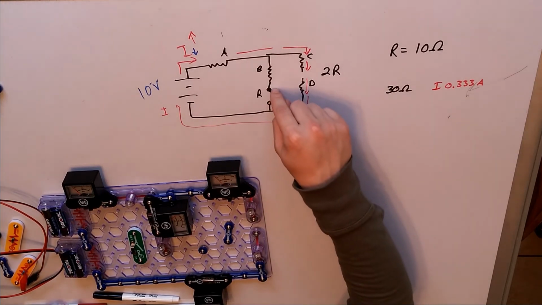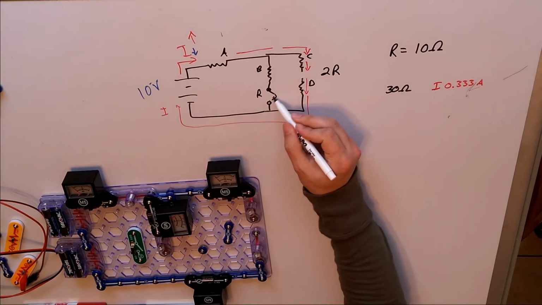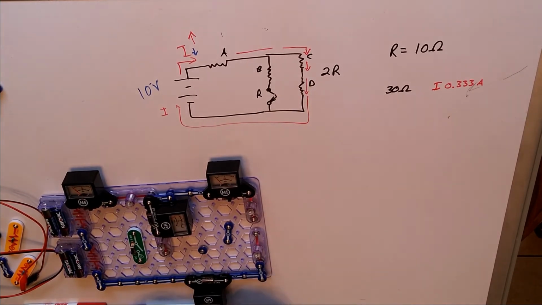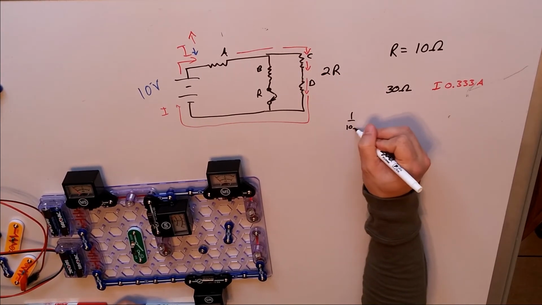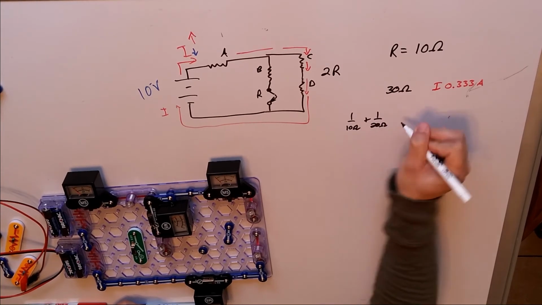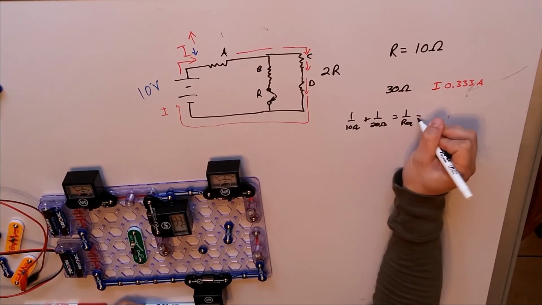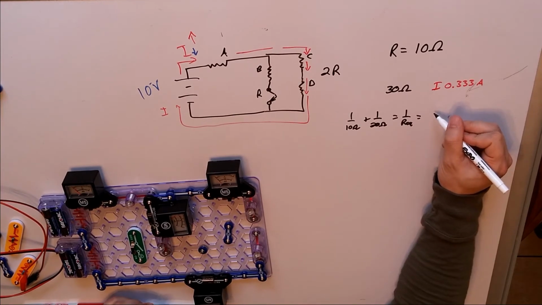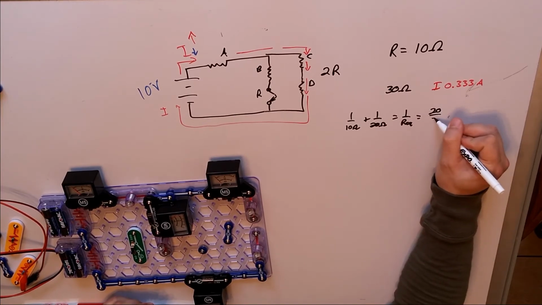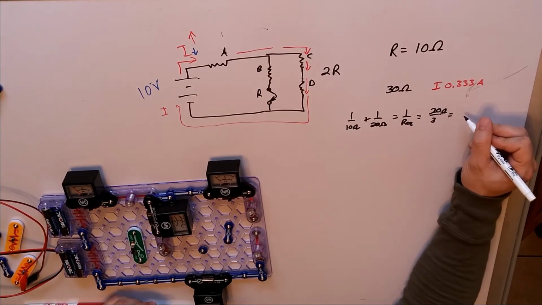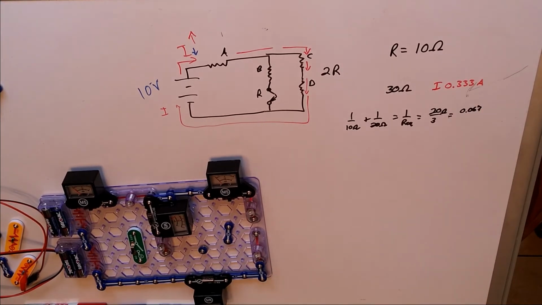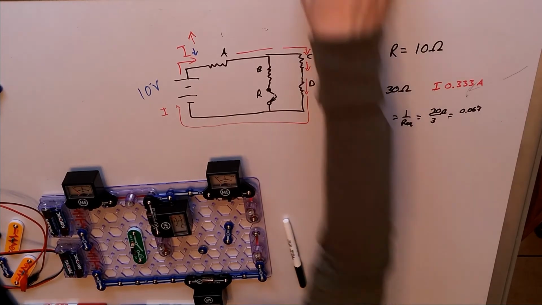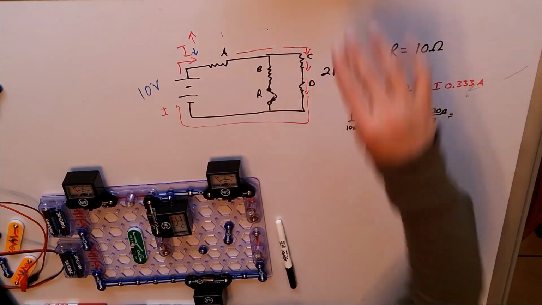But what happens when I actually close this switch and we have all of this connected? Well, at that point, this is 10 ohms and this is 20 ohms. So 1 over 10 ohms plus 1 over 20 ohms equals 1 over our equivalent resistance. My equivalent resistance there would be, what's that going to be? 20 divided by 3 ohms, which should be 0.067. Is that right? Let's see. 20 divided by 3. Oh, sorry. No, that's 6.67. I was moving it the wrong way. That's way too small.